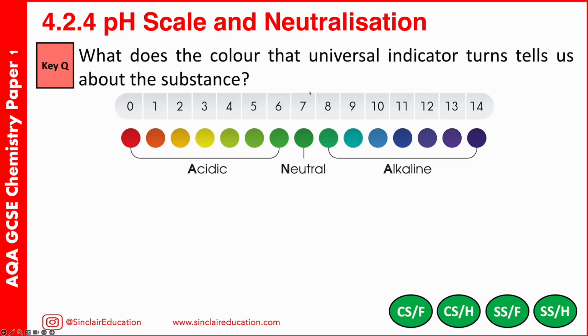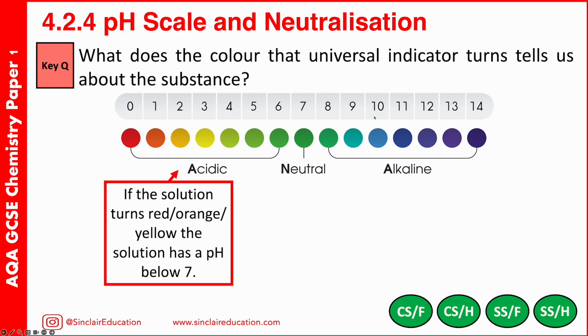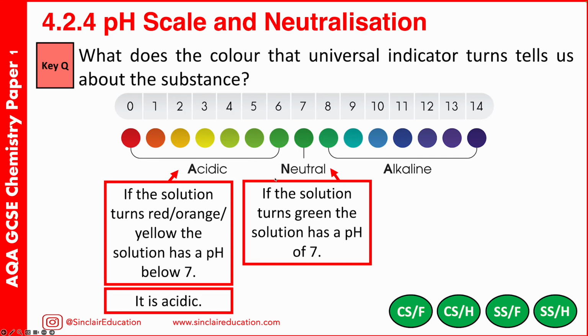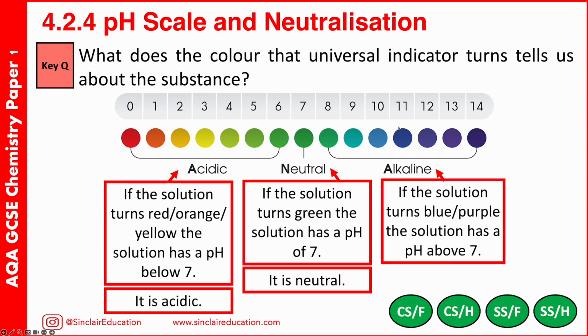Now the colour this turns does tell us a lot about the substance. So if it's going red or orange or yellow, we know it must have a pH below 7. We are now looking at it as an acid. If it's red, it's going to be pH 1 or below, so 0. If it turns green, that's going to be neutral, a pH of 7. While if it's turning blues, it's relatively like pH 10, 11 for an alkali. Or if it's going into the purples, we know it's probably now a strong alkali at pH 13 or 14.